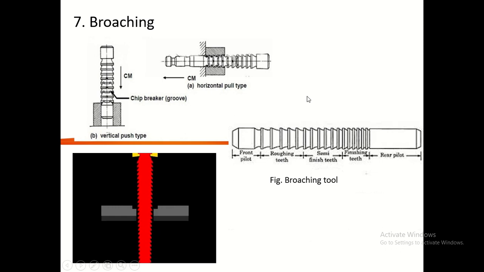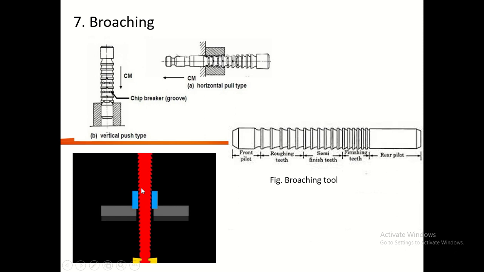removes less material from the workpiece and gives a slight finish on the workpiece. Then finally, the finishing teeth. These finishing teeth remove very little material and give a very fine finish over the workpiece. Let's see the animation diagram.